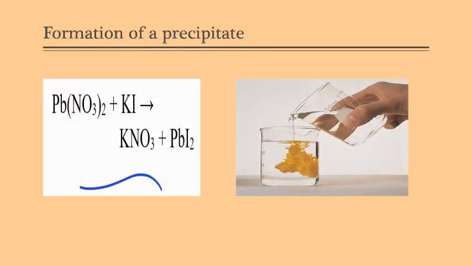Another characteristic is formation of a precipitate. In chemistry, a precipitate is an insoluble solid that emerges from a liquid solution. For example, when colorless solution of lead nitrate and potassium iodide are mixed, then a yellow precipitate of lead iodide is formed. So this reaction forms a precipitate, something which is insoluble in the solution.